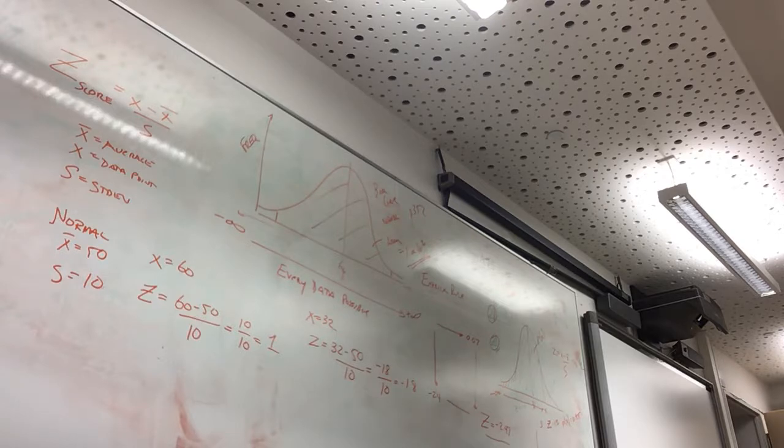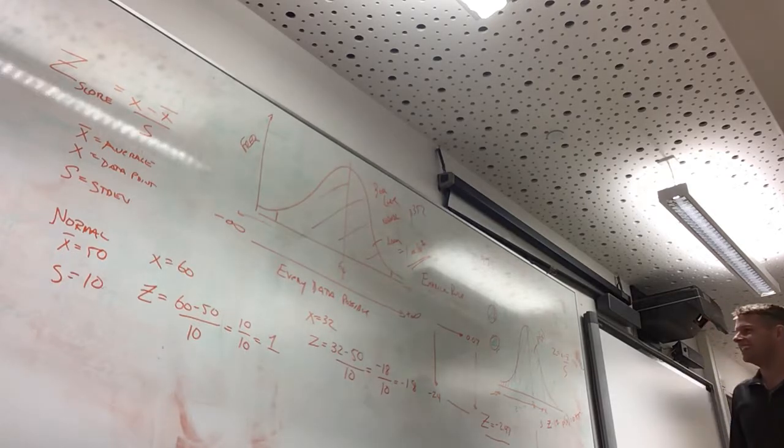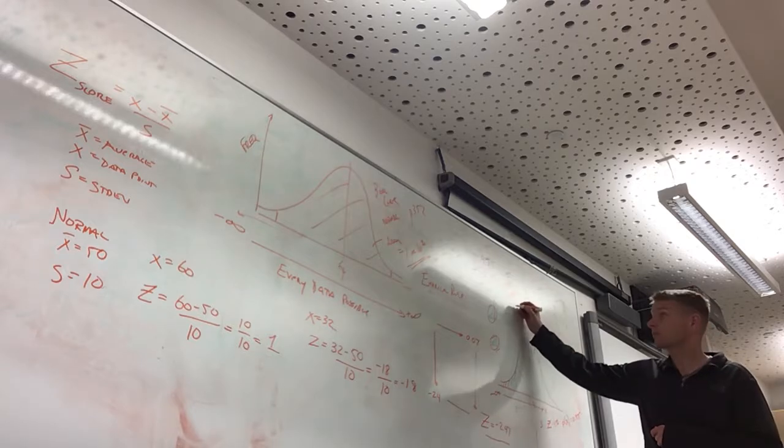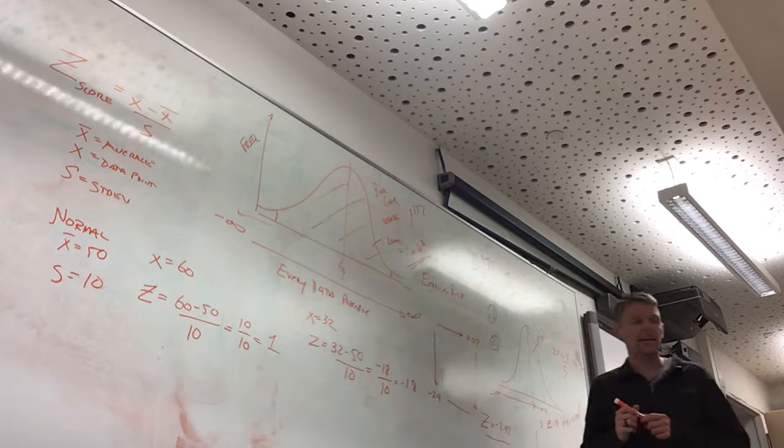What'd you get? Oh, I had my other equation in there. 0.307. What was that again? So it'd be 0.0307. Yeah.